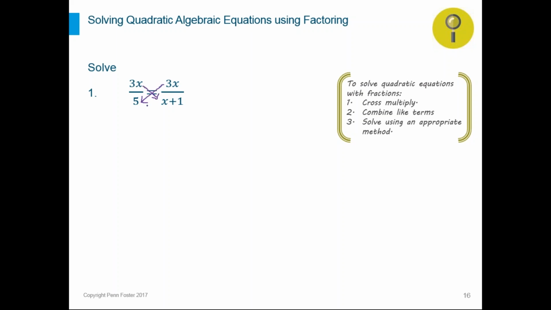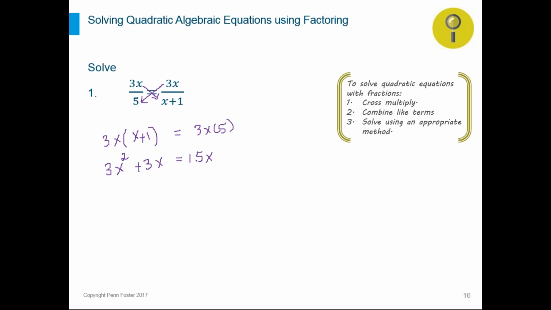Cross multiply and cross multiply. So I'm going to have 3x times x plus 1 equals 3x times 5, or 5 times 3x, it's not going to matter. Now distribute: 3x times x will give you 3x squared, and that's why we call them quadratic equations, those quadratic algebraic equations. 3x times 1 is 3x, equals 3x times 5, which is 15x.